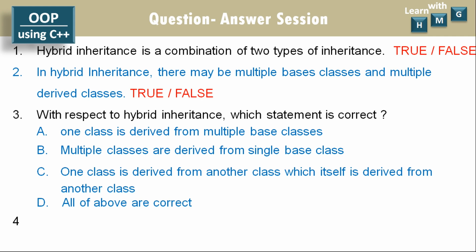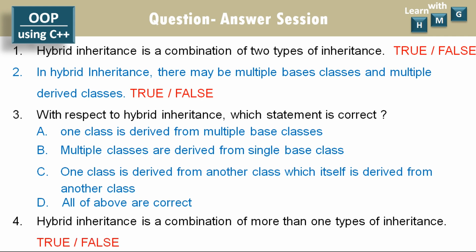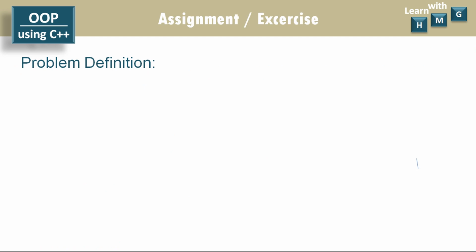So out of this A, B, C, D, you have to identify which statement is correct with respect to hybrid inheritance. And the last question is, hybrid inheritance is a combination of more than one types of inheritance, whether it's true or false. So very simple questions. If you understood the concept in this video, you can easily answer. You may answer the questions in the comment box below the video.